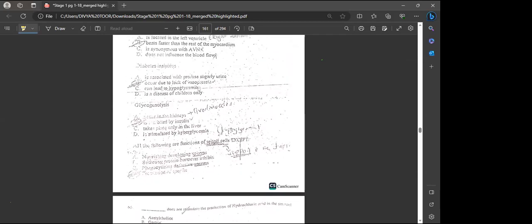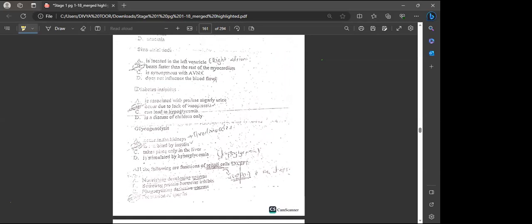Okay, here. Glycogenolysis. Diabetes insipidus is associated with, what is this? Profuse sugary urine, occurs due to lack of vasopressin, can lead to hypoglycemia, is a disease of children only. So for insipidus it is the ADH, lack of vasopressin. Okay. Yeah.